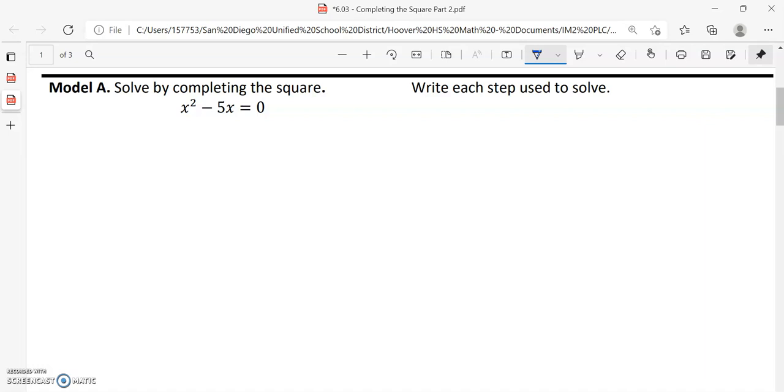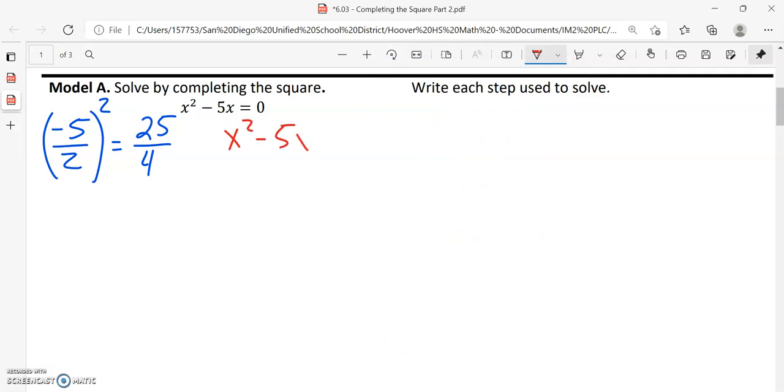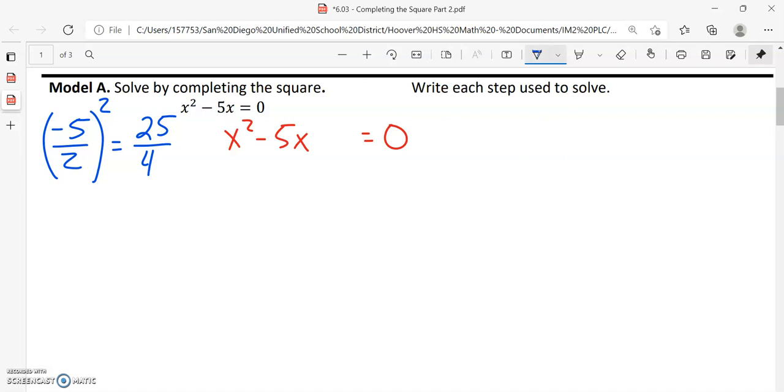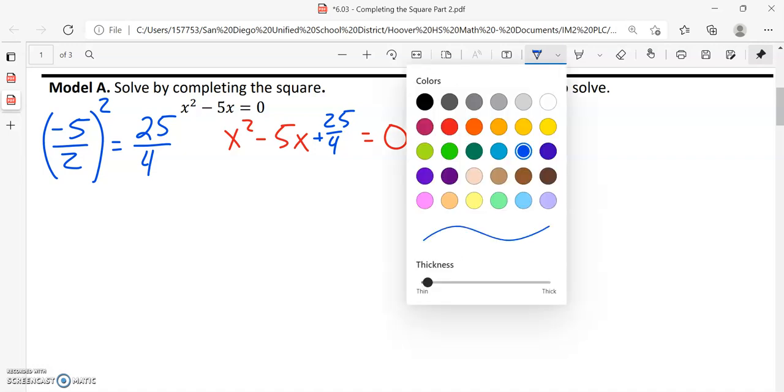We're going to take that and divide it by 2 and square it. So -5 over 2 squared. Okay, so this is going to equal -5 squared is 25. 2 squared is 4. So that's what we're adding to both sides. So we have x squared minus 5x equals 0. And we're adding 25 over 4 to both sides.